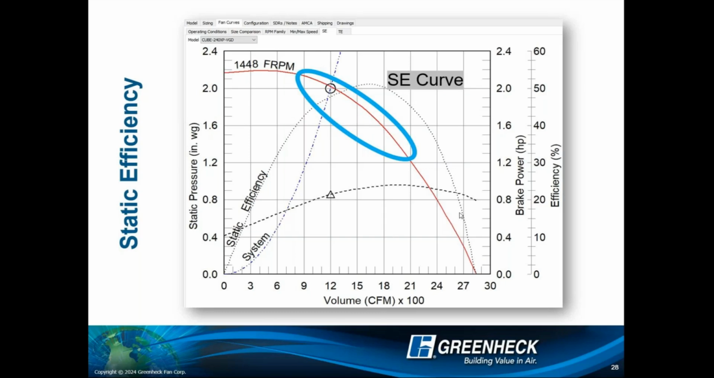And we can hit that even harder as we go through this and start talking about fan energy index, right? This is a great number to tell you where you're at on this fan curve. But this is another way of looking at efficiency.